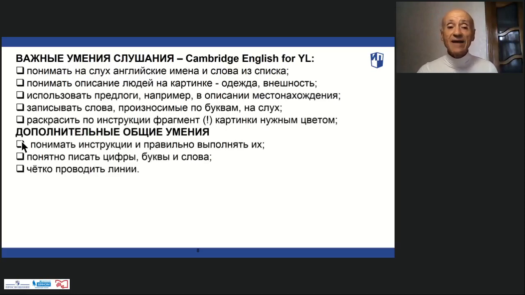And some additional sub-skills, like to understand the instruction to the test and to follow the instruction. Again, very important, because even higher school graduates sometimes neglect the instruction. To write numbers, letters, and words, and this is also a basic but important skill that some learners may miss. And to draw lines, to connect the necessary words and objects.